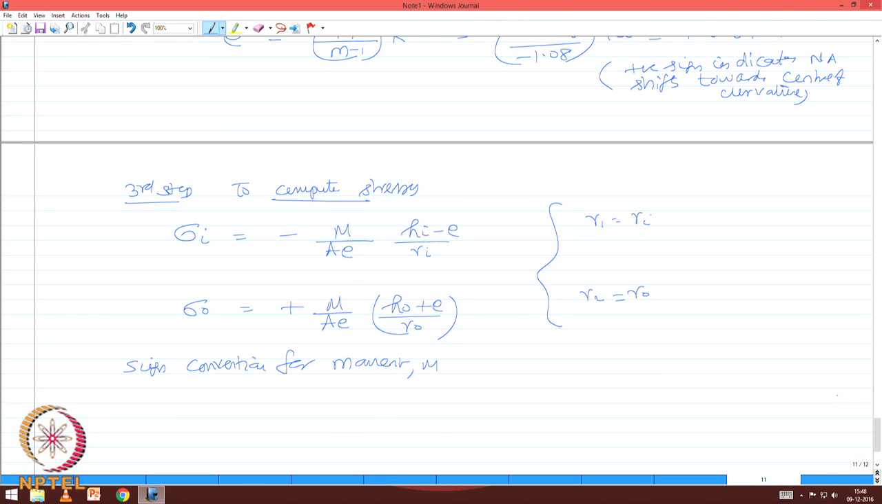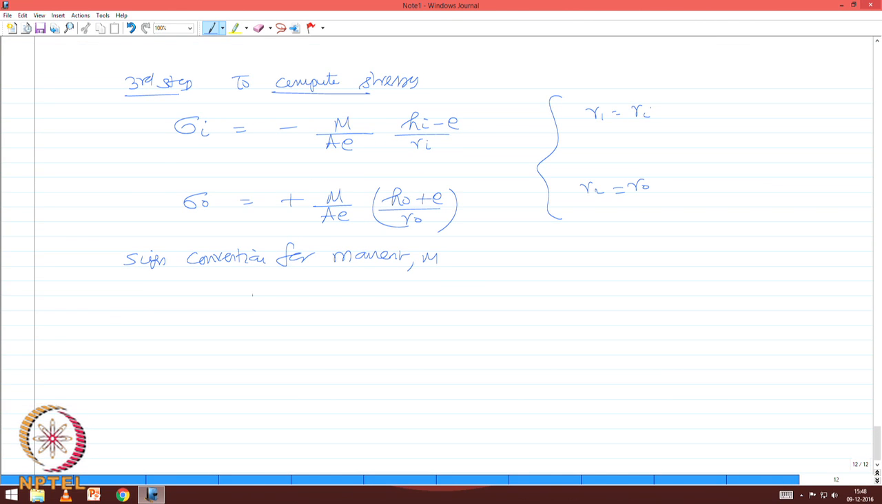So, applied moment is negative. So, M is going to be minus 100 kilonewton into R in meters, which is going to be minus 12 kilonewton meter, negative due to moment causing tension in intradas.